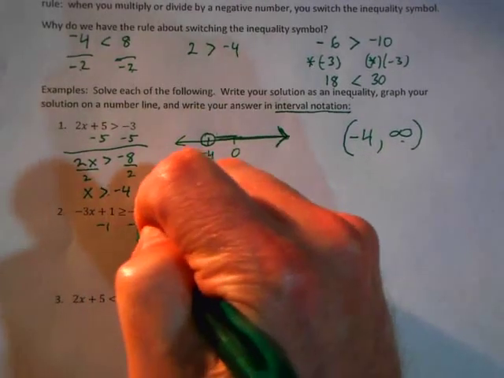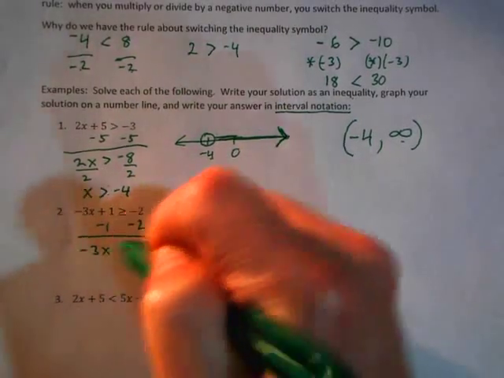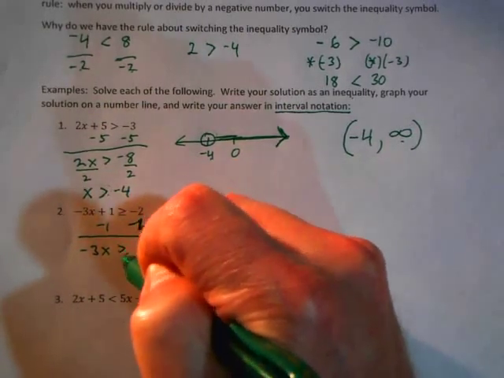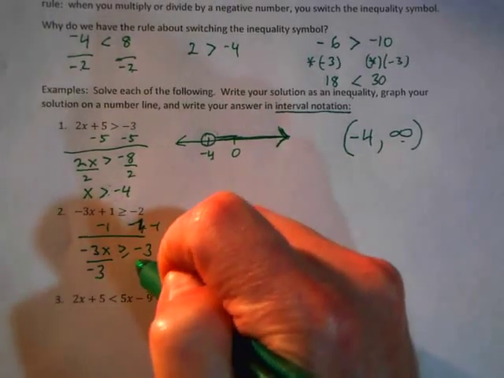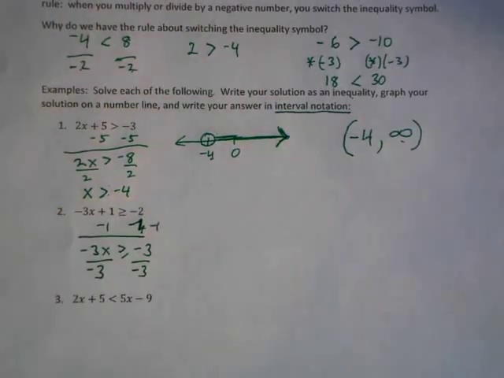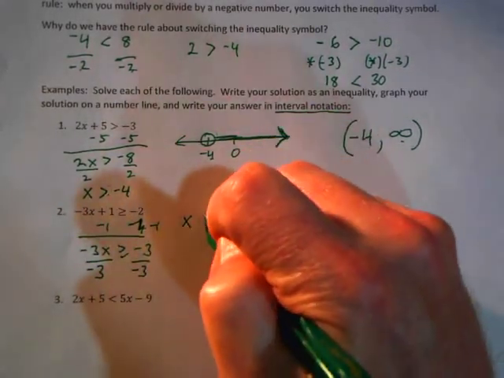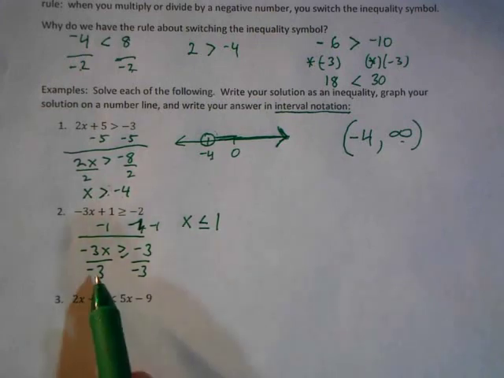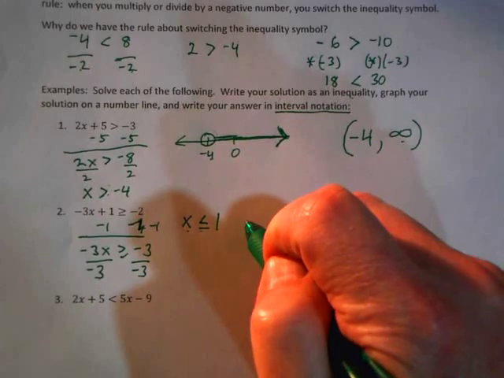Subtract 1 on both sides. -3x. So subtract 1 and I wrote a 2 over there. Greater than or equal to -3. This time we divide, and when we divide, we're dividing by a negative number. We're dividing by -3, so we flip this inequality symbol. X less than or equal to 1. Alright, so that's our one new rule. Divide by that negative number, change that inequality symbol.